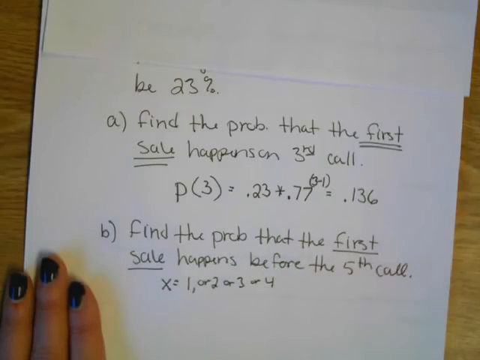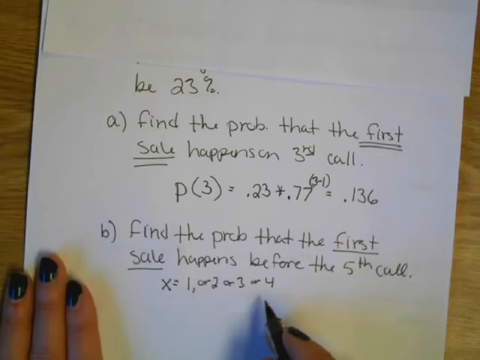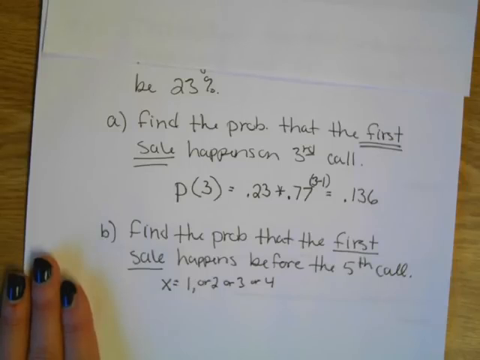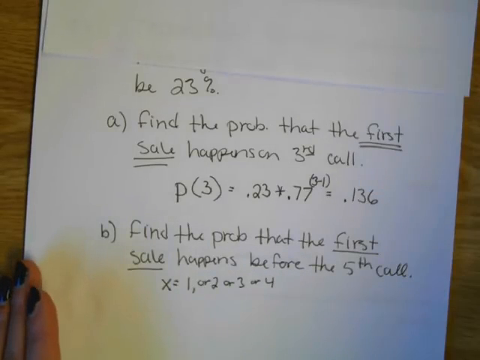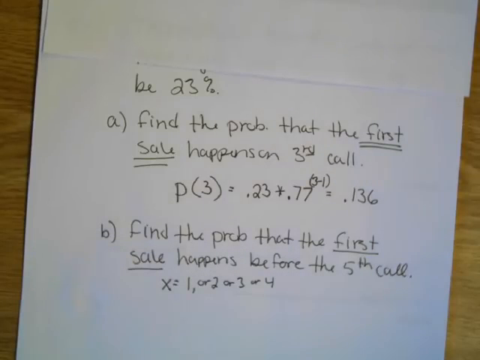Before the 5th. So, on a quiz or a test, I need to talk about what I need to see. In case you make a mistake, I need to know how much partial credit to give you. Because if all you do is everything on that calculator, I don't know whether you used the right formula. I don't know whether you added up the right probabilities.